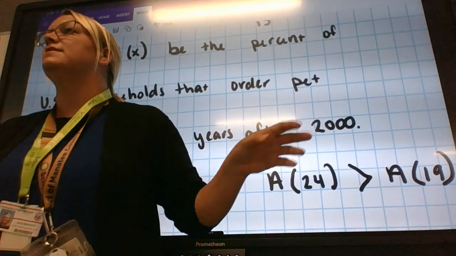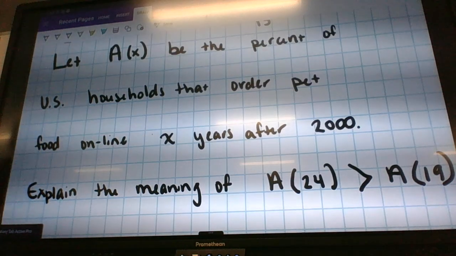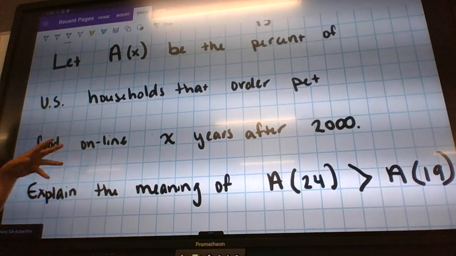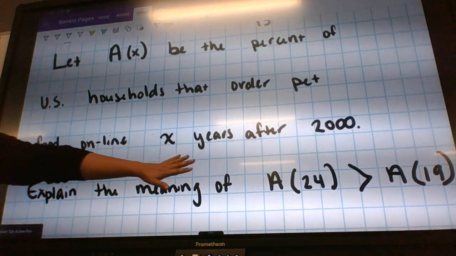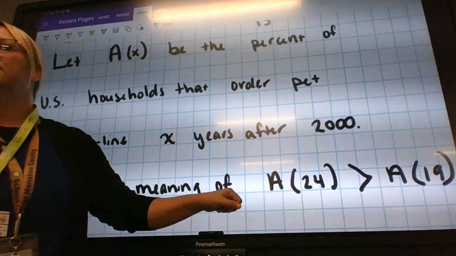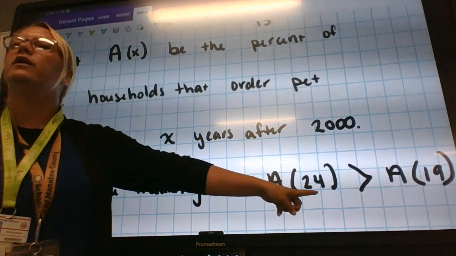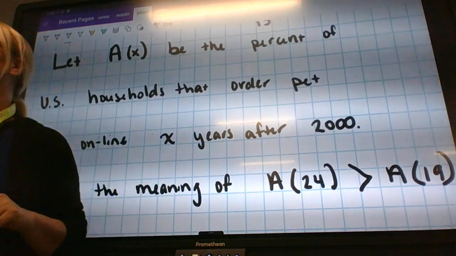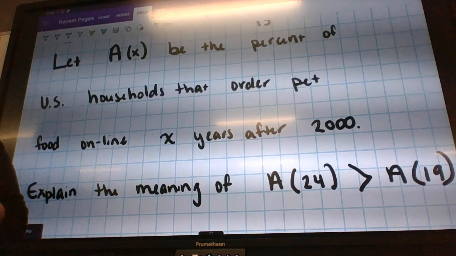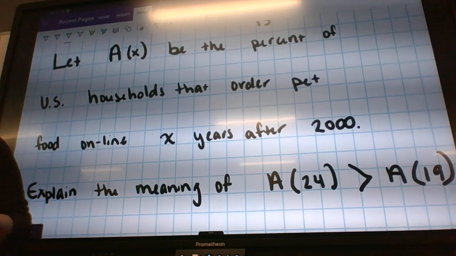Let A be the percent of U.S. households that order pet food online. All right, we're talking about A for Amazon. This is the percent of households that buy their pet food online, and it's x years after 2000. Explain the meaning of A of 24 greater than A of 19. Most people would say this belongs on a reading test, not a math test.